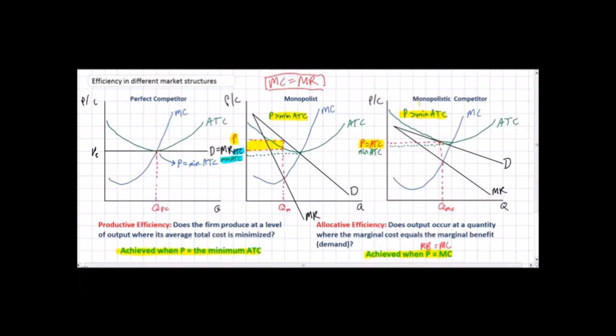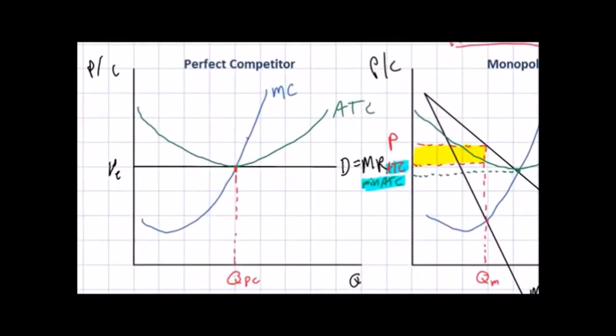So let's move on to allocative efficiency now. Do producers in each of these markets achieve allocative efficiency? Start with our perfect competitor. Here we can see that at the profit maximizing quantity of QPC, the firm's price is equal to its marginal cost. We can say that the perfect competitor is allocatively efficient. With free entry and exit from a market, perfectly competitive markets in the long run will achieve a level of output at which the supply equals the demand.